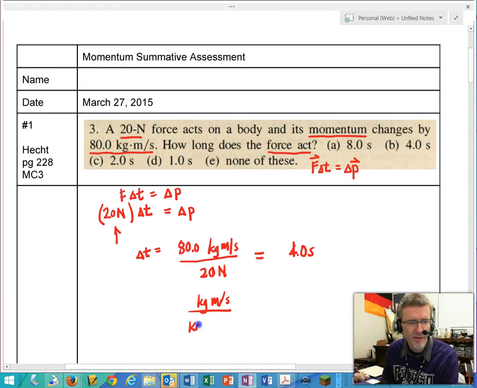You can verify these units by reminding yourself that newtons is a kilogram times a meter per second squared. So if I multiply top and bottom by seconds squared, I basically have just seconds left over. So 4 seconds, the answer is going to be B. Okay, let's go to the next question.